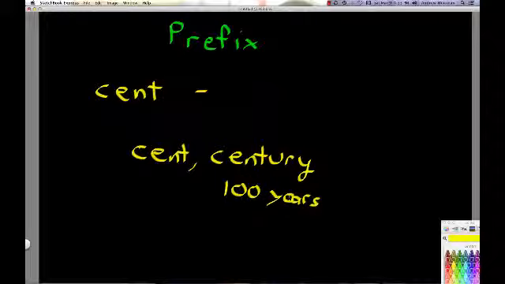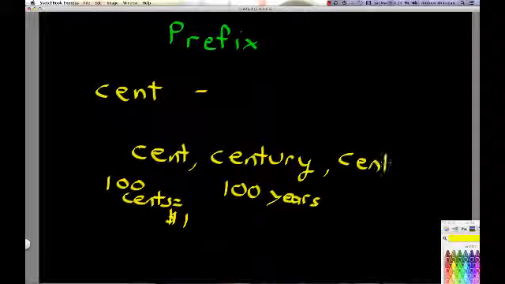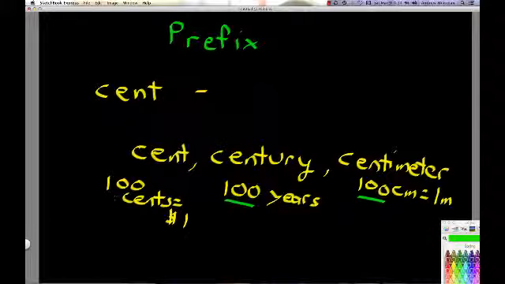And as I said before, it takes 100 cents to make a dollar, which equals $1. And maybe another thing that you're thinking about is you've heard of the word centimeter. A centimeter. And it takes 100 centimeters to equal 1 meter. And if you're seeing the pattern, you're seeing here 100, 100, 100, and you would be correct in knowing that cent means 100.